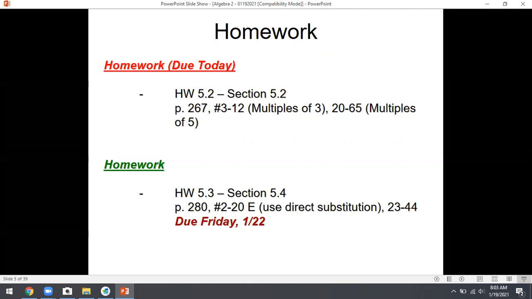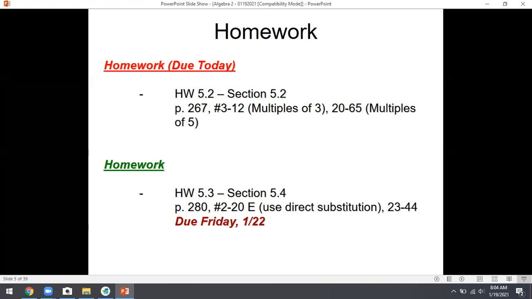So this homework is over section 5.4. It's still the third assignment of the unit, though, so the homework title is still 5.3, but it's over section 5.4. 2 through 20 even. Make sure you write down the directions. Use direct substitution. It's got some other funky stuff in there. It's like do this, and you don't need to do any of that fancy stuff. Just plug something in. That's what that basically means.